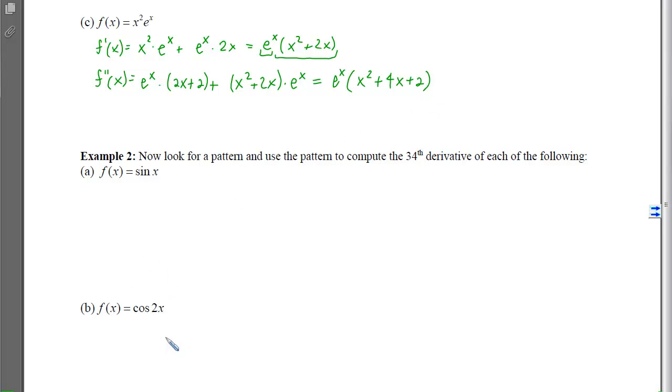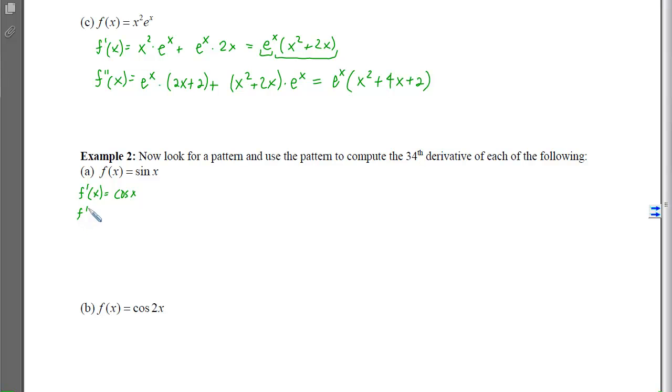If we look at example 2, the goal is to come up with a pattern and then use the pattern to compute the 34th derivative. So 34th derivative, that's going to take us a long time unless we can see the pattern. So if I take the first derivative, I get a cosine.